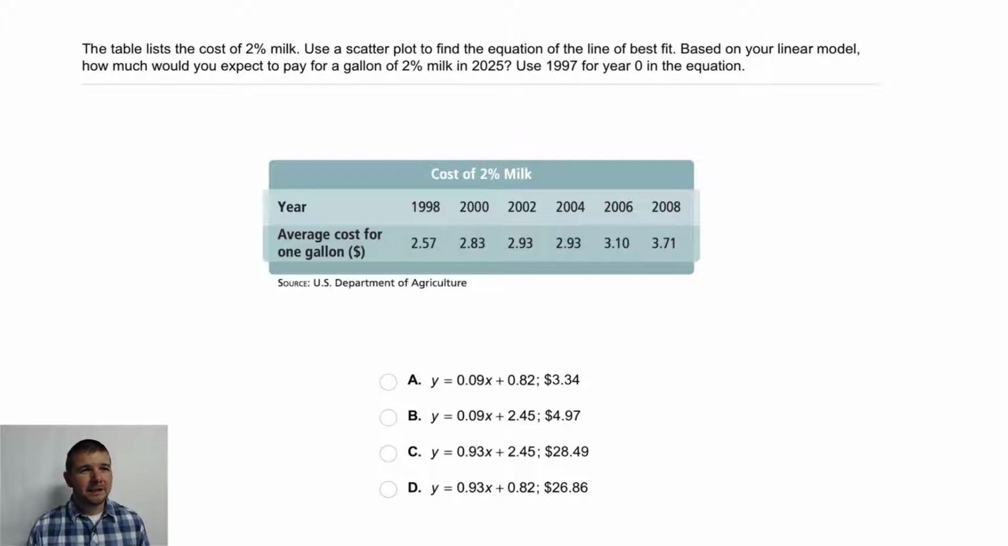Your turn. The table lists the cost of 2% milk. Use a scatter plot to find the equation of the line of best fit. Based on your linear model, how much would you expect to pay for a gallon of 2% milk in the year 2025? Use 1997 for year 0 in the equation.